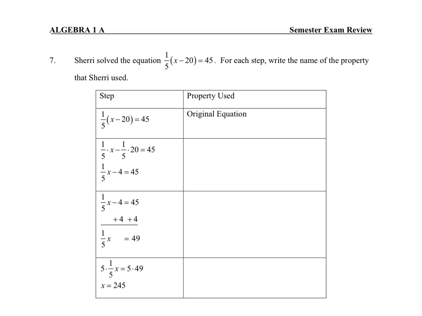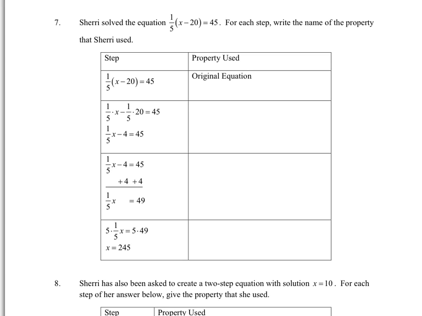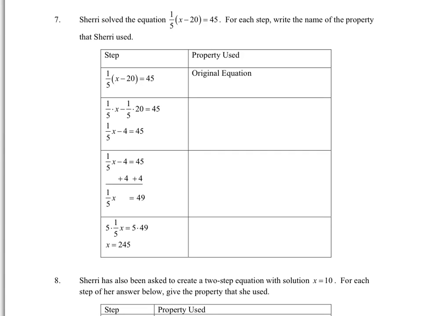Question 7. Sherry solved the equation 1/5 of the quantity of x minus 20 equals 45. For each step, write the name of the property that Sherry used. Well, we start with our original equation, but what we can see is that next she multiplied 1/5 times x and 1/5 times negative 20 and simplified that. So she used the distributive property.